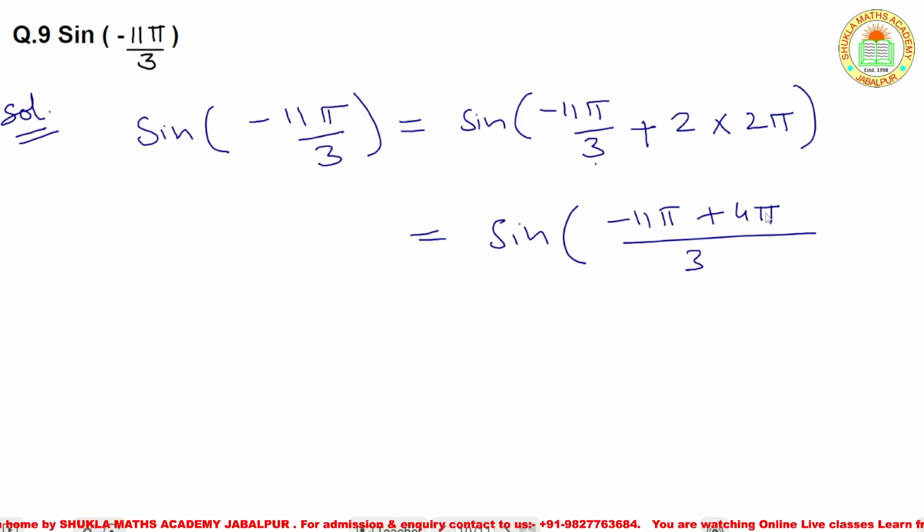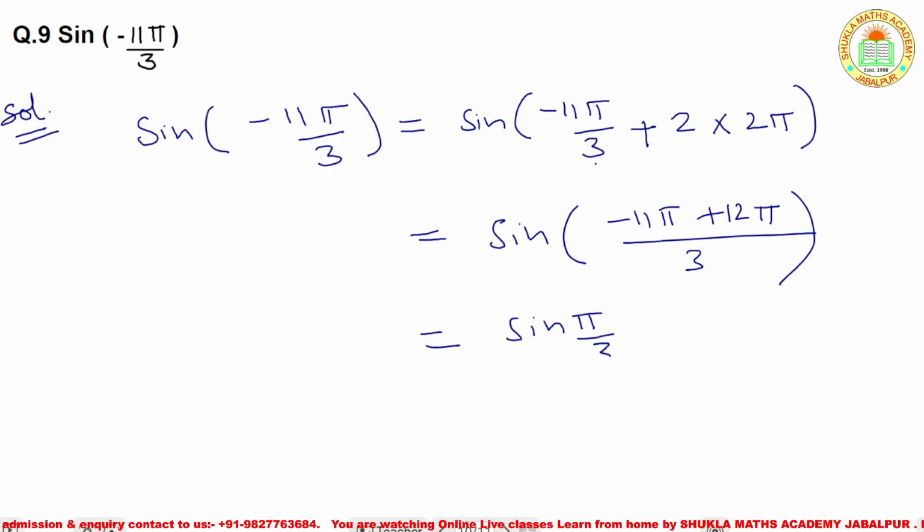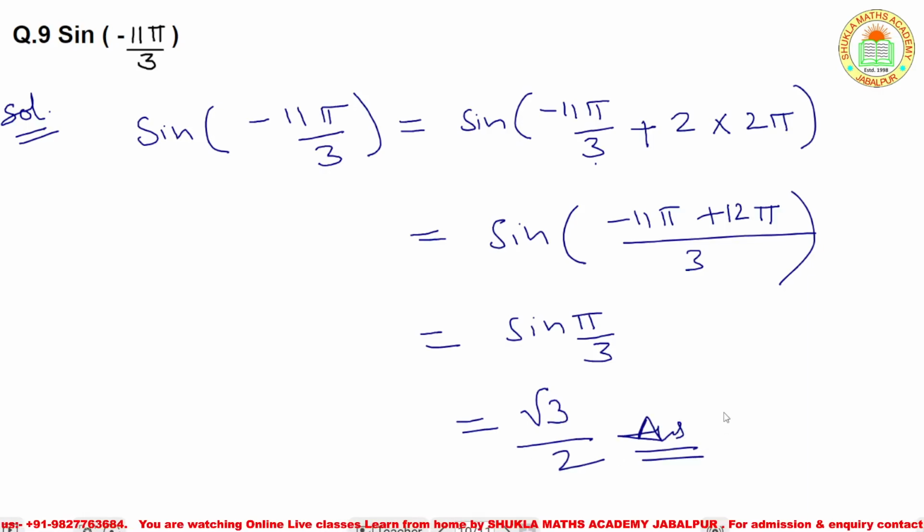So it is 4 pi, and 4 threes are 12. So here 12 pi comes. So this is sine of pi by 3. And sine of pi by 3 means sine 60. It is root 3 by 2. That is our answer. Okay. You can take here any multiple of 2 pi, like 2, 3, 4, 5. But I am taking here 2 because 2 into 2 is 4 and 4 threes are 12. So 12 pi is the next value after 11 pi. Right. So we are taking here 2 into 2 pi.